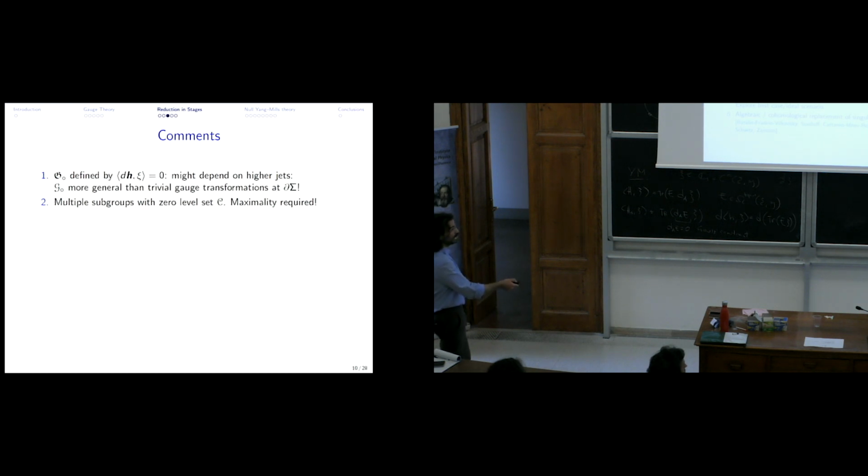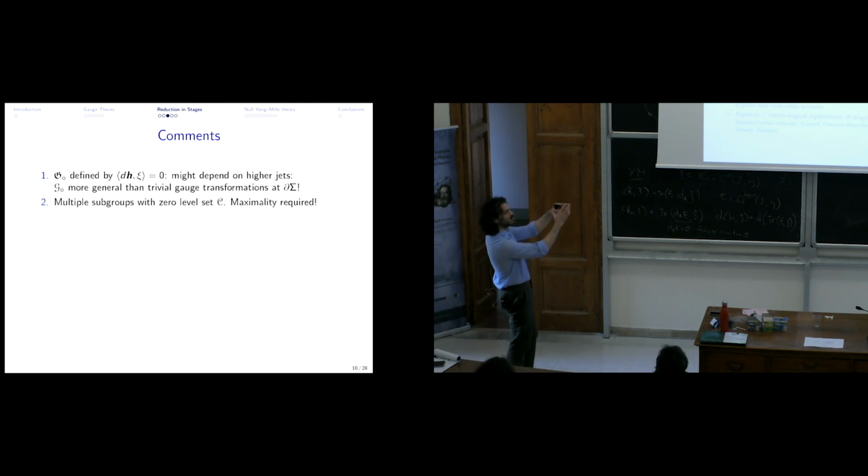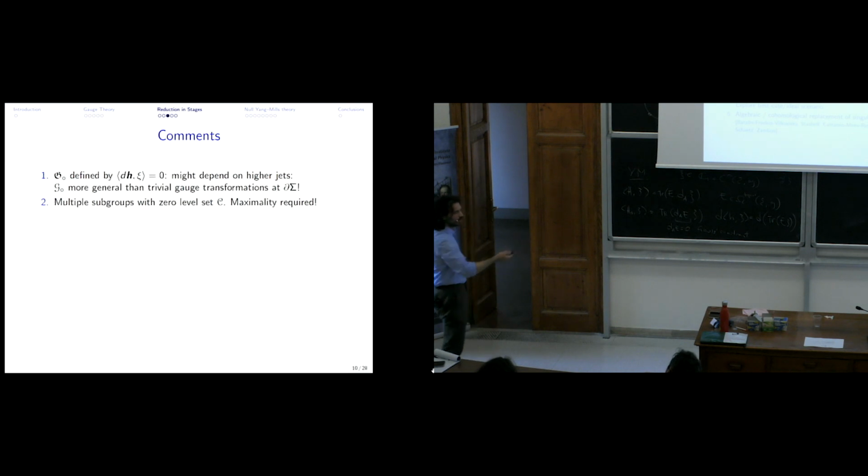There are also multiple subgroups in infinite dimensions whose zero-level set of the associated momentum map is exactly C. So this maximality requirement that I talked about before is important. Otherwise, you could take, for example, all gauge transformations whose support is in the interior, and these will not be maximal, and you will have problems later.